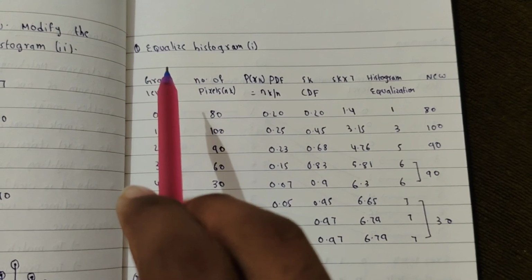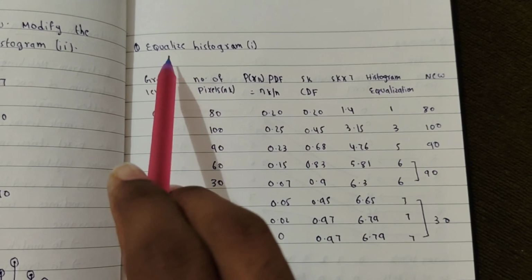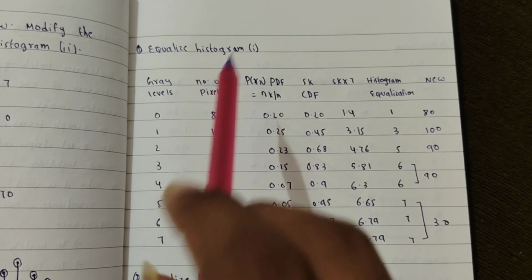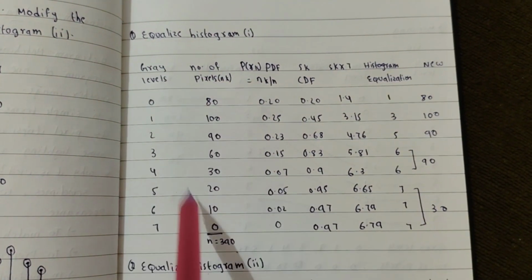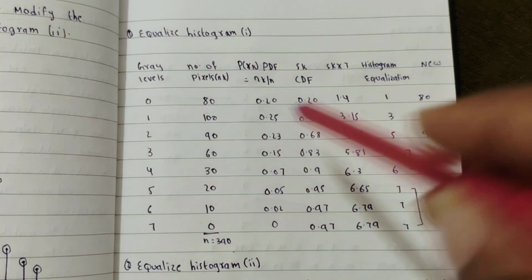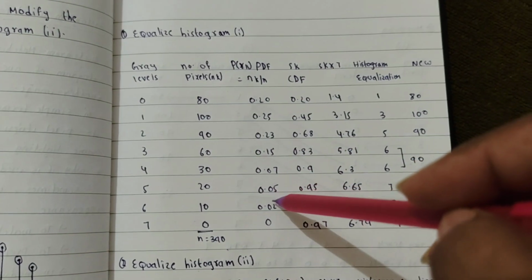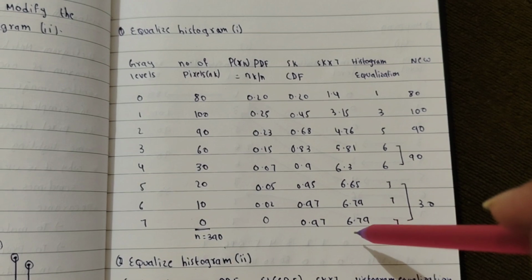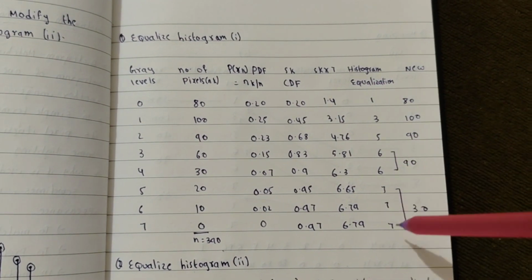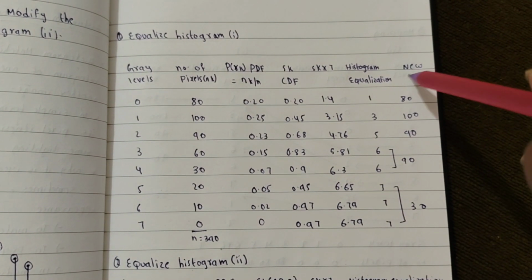The process we need to follow: the first step is to equalize the first histogram. These are the gray levels and these are the number of pixels; both should be given in the question. We need to calculate the PDF, the CDF, and SK times 7. Then we calculate the histogram equalization, which gives the new pixel values.